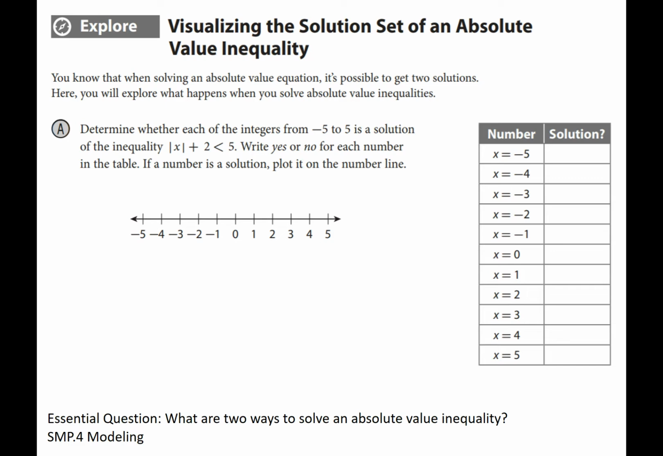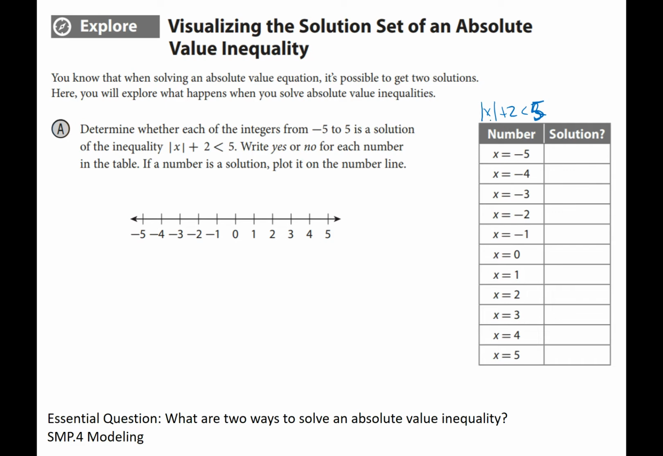You know that when solving an absolute value equation, it's possible to get two solutions. Here you explore what happens when you solve absolute value inequalities. So we're supposed to determine whether each of the integers from -5 to 5 is a solution of the inequality: absolute value of x plus 2 is less than 5. So what we're doing is checking to see if this is true, oops, sorry, it's a 5, not a 2, for all of those numbers. So we're supposed to write yes or no for each number in the table, and if a number is a solution, plot it on the number line.